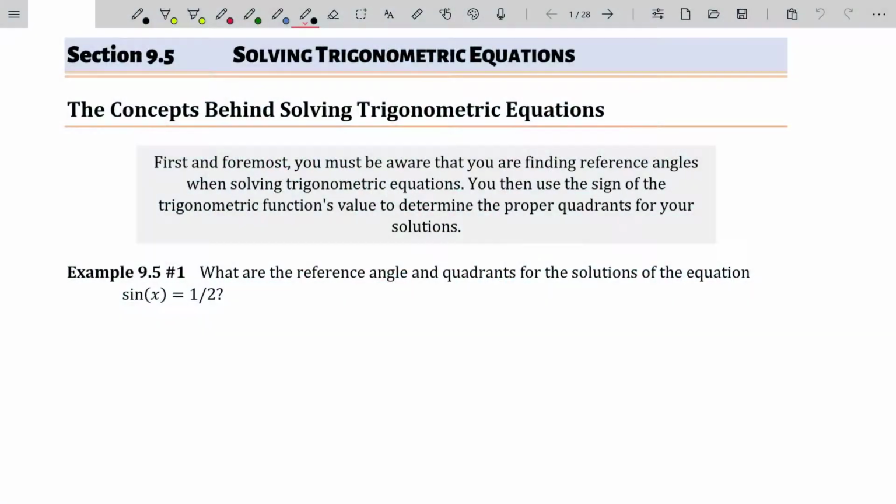Hello, my name is Roy Simpson, Professor of Mathematics at Cosumnes River College in Sacramento, California. This video and the next few videos are dedicated to solving trigonometric equations.